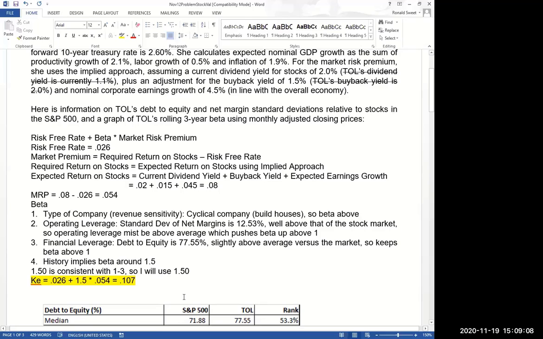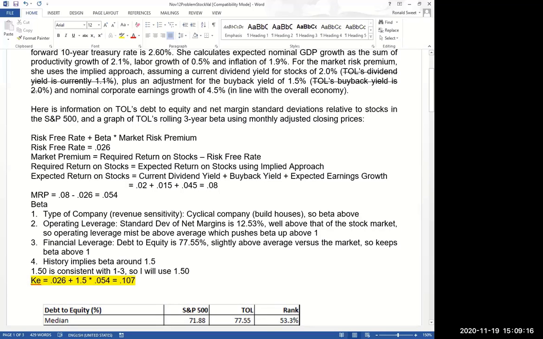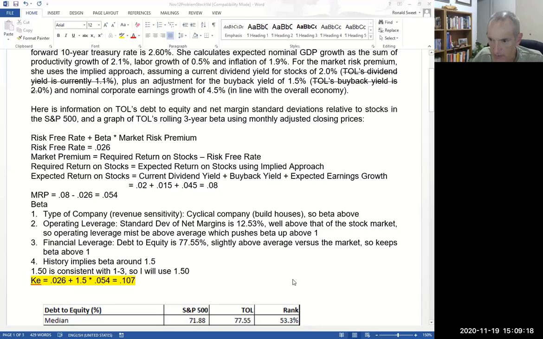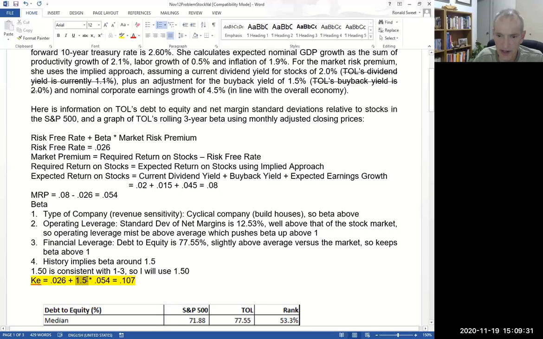Professor, can we use beta 1.4? Say it louder, I can barely hear you. Can we use beta 1.4? So you're asking about 1.4? I'm sorry, again, my volume is not working here. Yeah, can we use beta 1.4 instead of 1.5? Oh, this is not the right answer. So it could be 1.2, it could be 1.3, 1.5, 1.6, 1.7. I wouldn't count off for any of that.